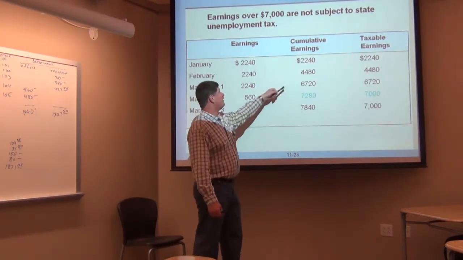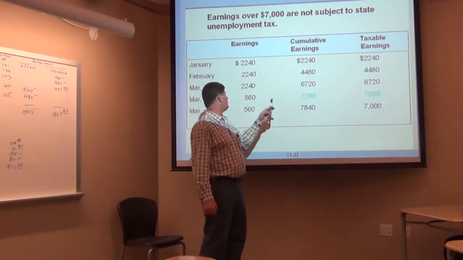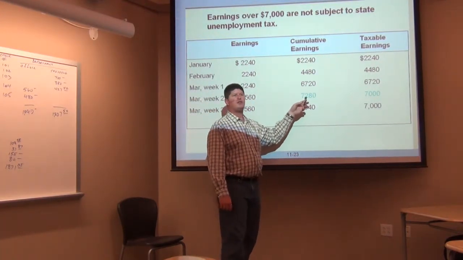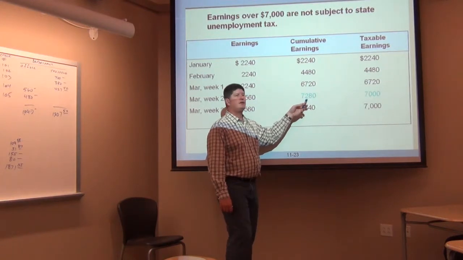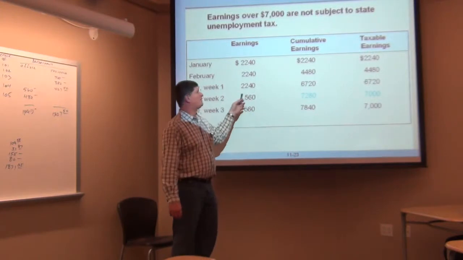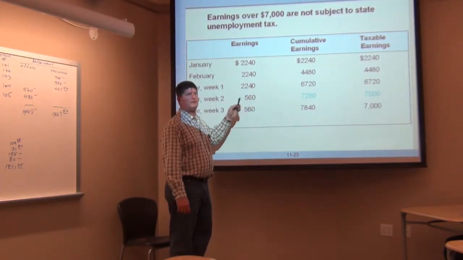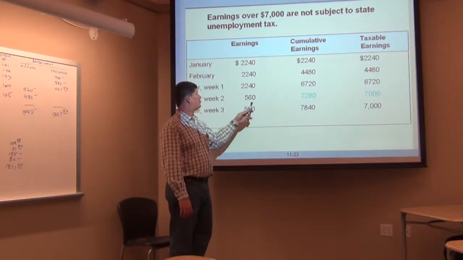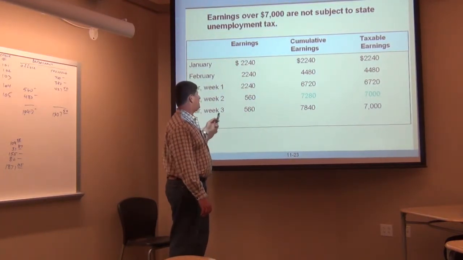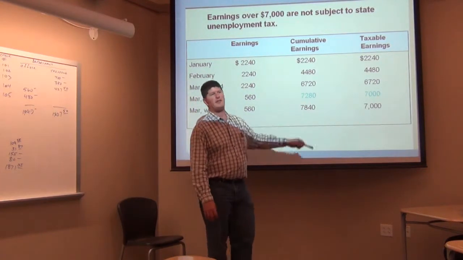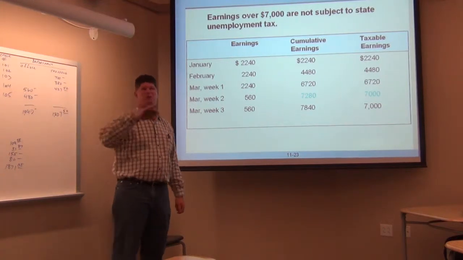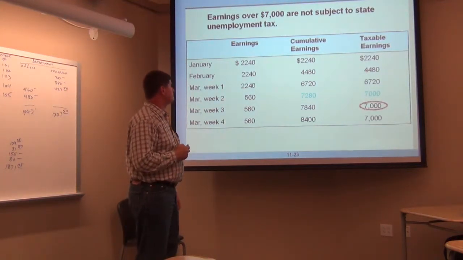So notice at this point, his cumulative earnings are $6,720. He makes another $560. His cumulative earnings go to $7,280, but only the first 7,000 are taxable. So $280 of this check, there's no tax. Okay, you don't calculate unemployment tax on $280 of this check. Good? And in week 3 when he gets paid, none of that is taxable because he's over the 7,000. Okay, I kind of covered that over here, but just a quick reminder.